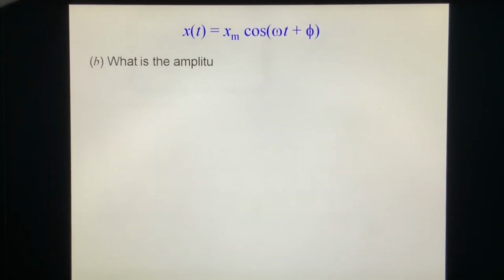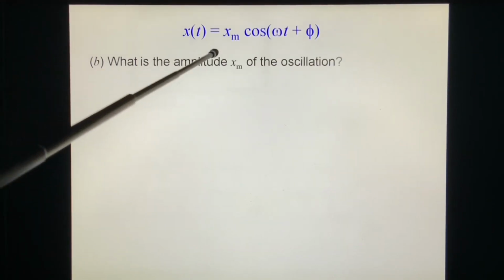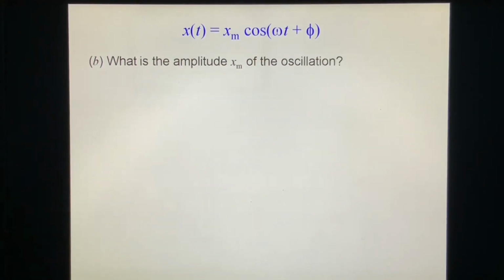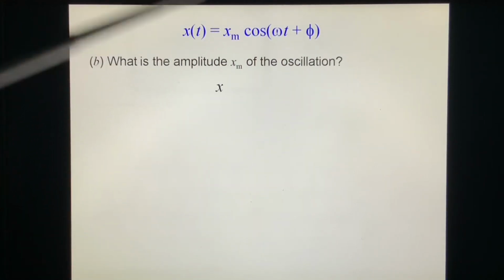This is simple harmonic motion. What is the amplitude xm of the oscillation? xm is 11 centimeters.